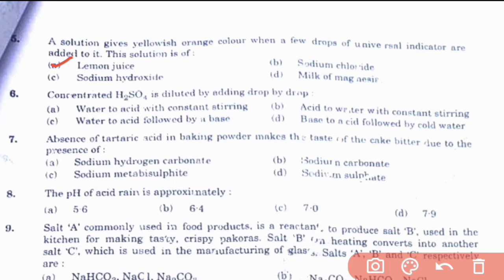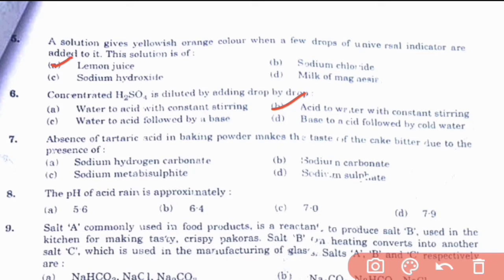Next question, that is question number 6. Concentrated H2SO4 is diluted by adding drop by drop. Option number A water to acid with constant stirring. Option number B acid to water with constant stirring. Option number C water to acid followed by a base. Option number D base to acid followed by cold water. So the correct answer is acid to water with constant stirring.